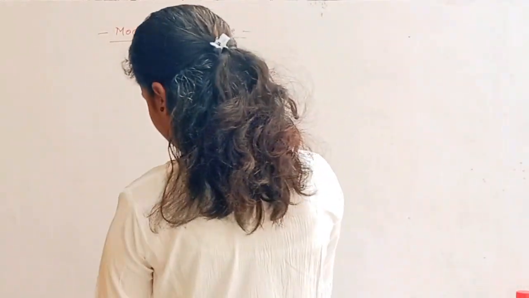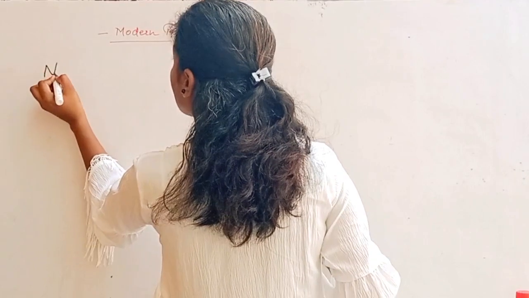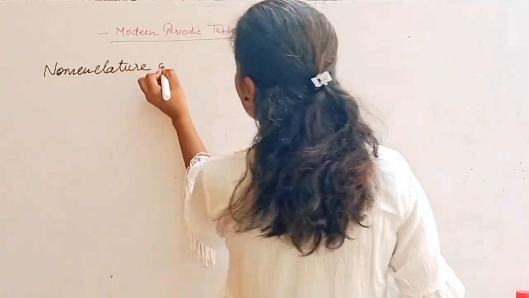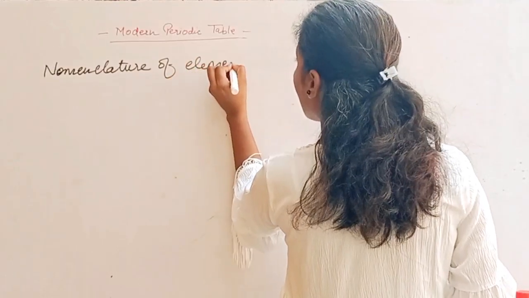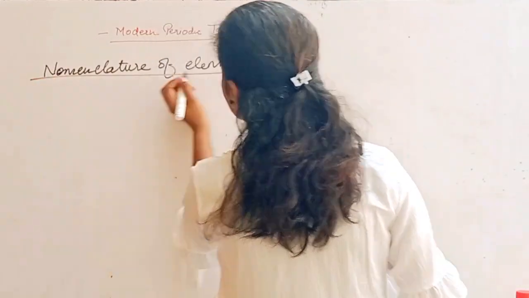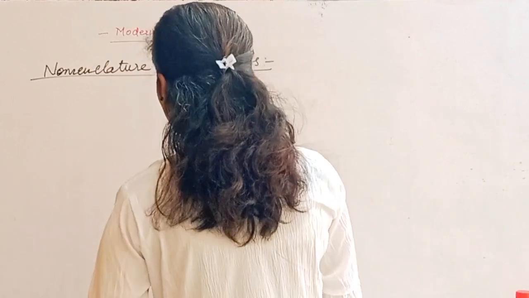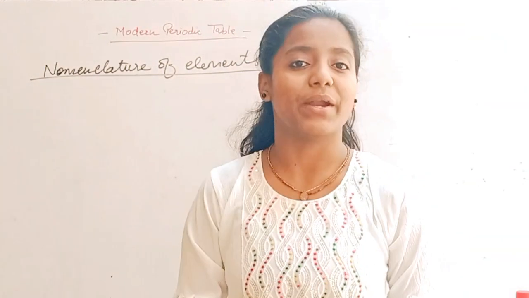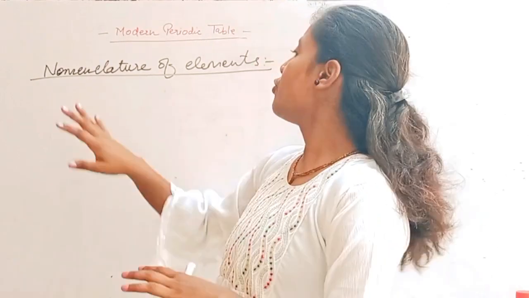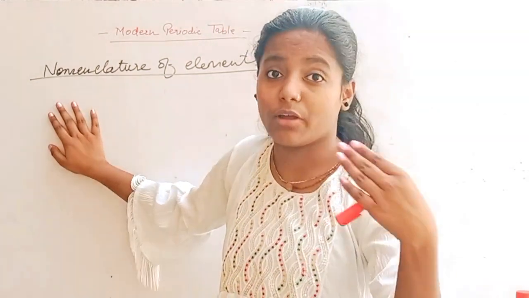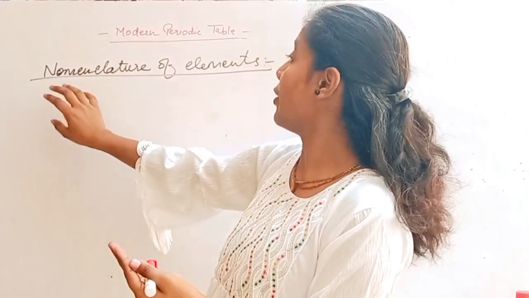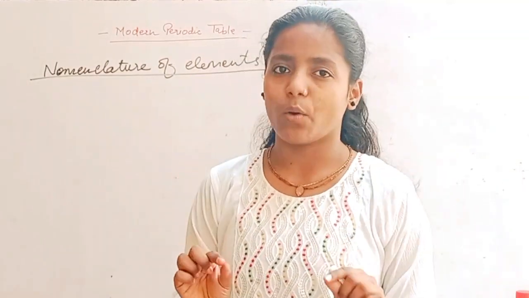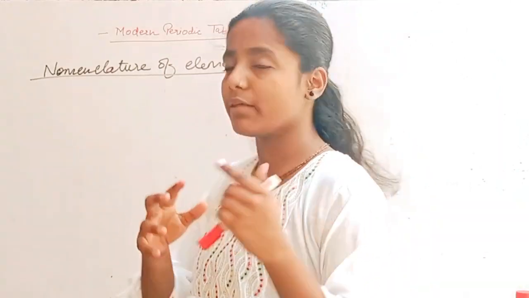So let's talk about the nomenclature of the periodic elements. How are we going to do the nomenclature of the elements which are present in our periodic table? For understanding how to write the name of the elements present in our table, we are required to learn a simple table from 0 to 9. What is going to be that?